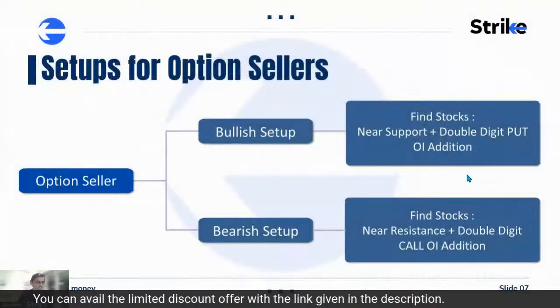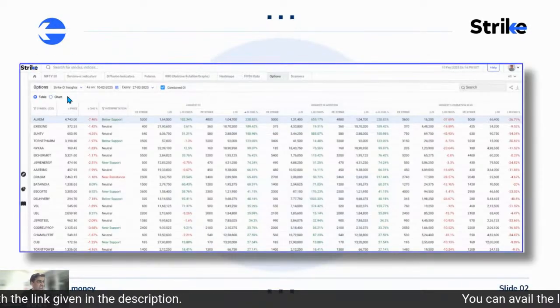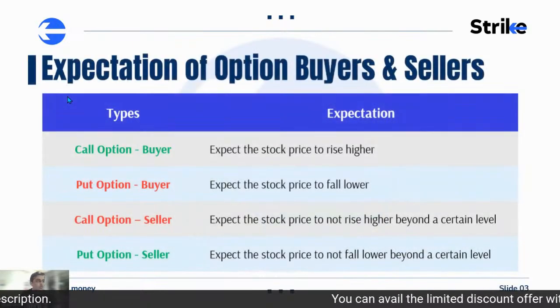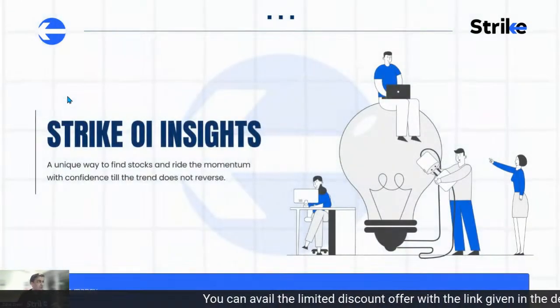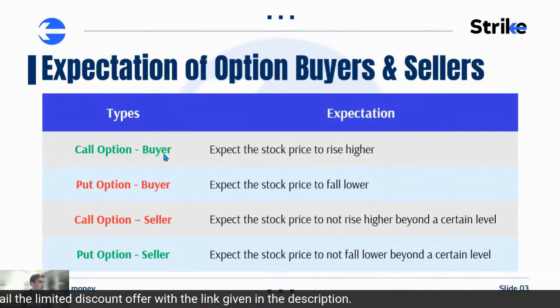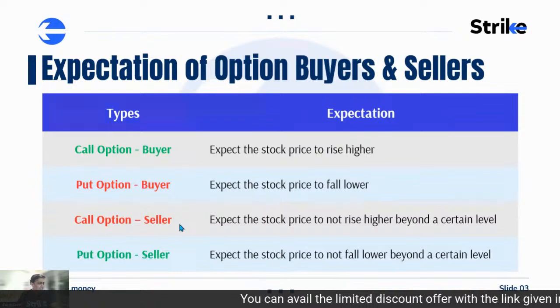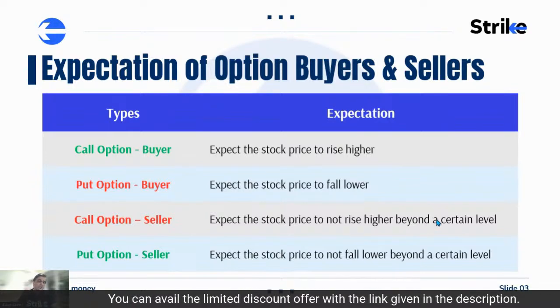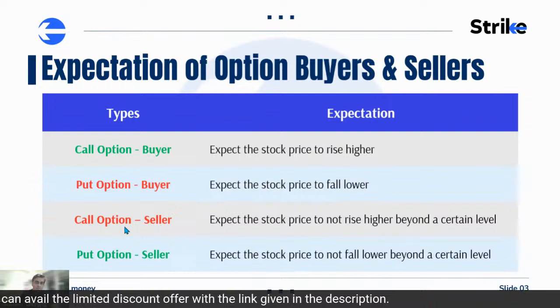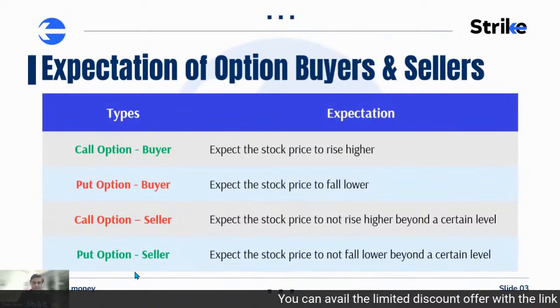Remember, my friends, let me take you through this once again, just a kind of recap for those people who might have come late. So, expectations of option buyers and sellers. Call option buyer: we will buy a call when we are strongly bullish. We will buy a put when we are strongly bearish. When we feel that prices will not go beyond a particular level, that is where we will sell a call. And when we feel that stock price will not fall below a particular level, at that time we will sell a put. All right.